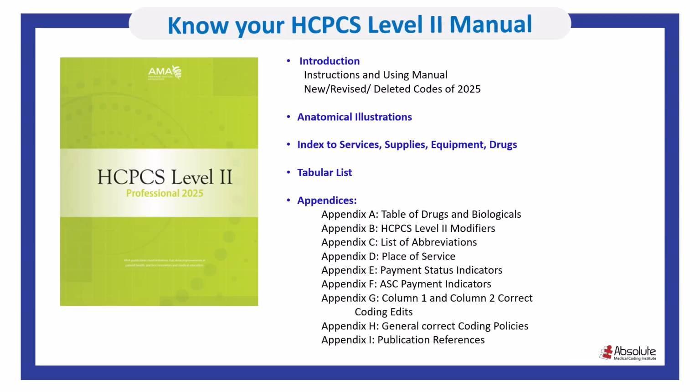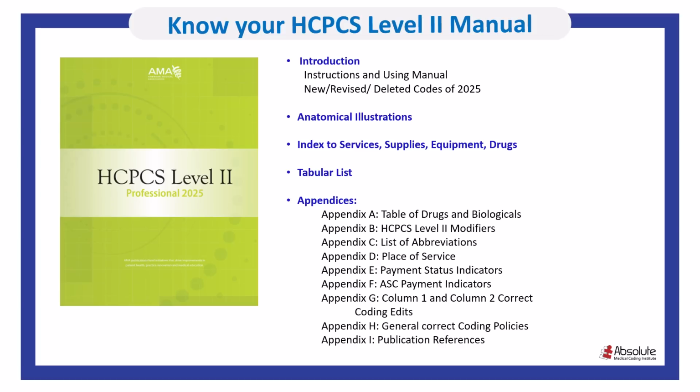C, list of abbreviations. D, place of service. E, payment status indicators. If you are studying for your facility exams, specifically your CCS, this is gold. Make friends with Appendix E. This is how you code outpatient facilities with those status indicators. Appendix F, ASC payment indicators, you'll need to know that as well. And this is for facility coders.